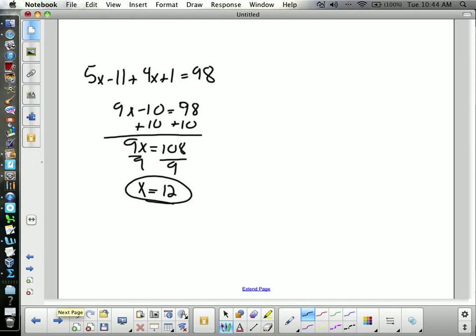Then we could find the measure of the angles by substituting 12 into the equations. This actually wound up being 49 and 49, which makes it not such a good problem, because if you set it up wrong, you'd have got the right answer. But I would be checking your setup, and you still get points off for setting it up wrong, even though the answer wound up being correct.